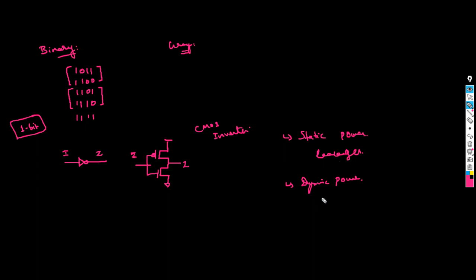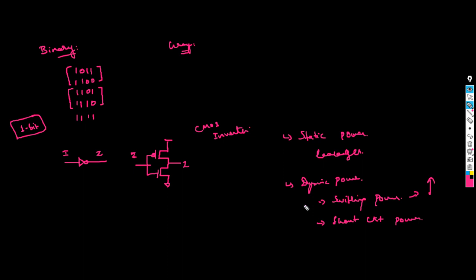And when it comes to dynamic, there are two cases. One is switching power, and the other one is short circuit power. Now if you have a lot of switching, when you have a circuit, it's basically the gates and the inputs, the values are switching like this. Now your switching power would increase.